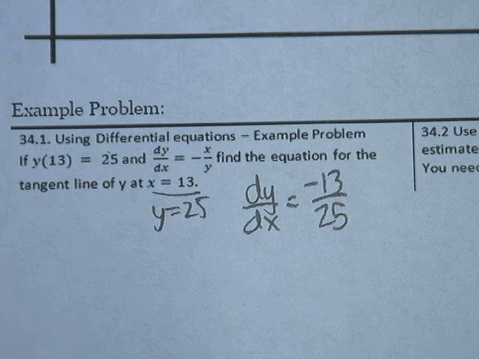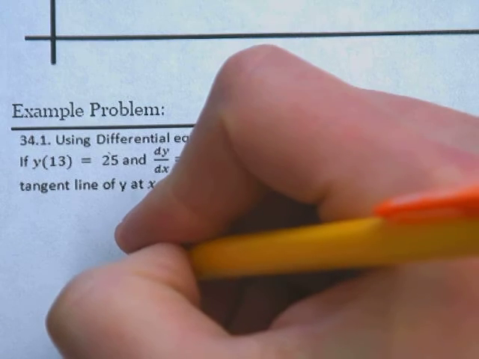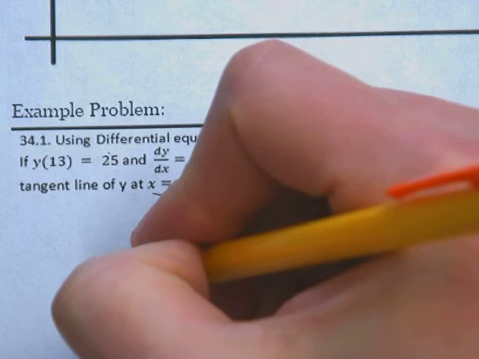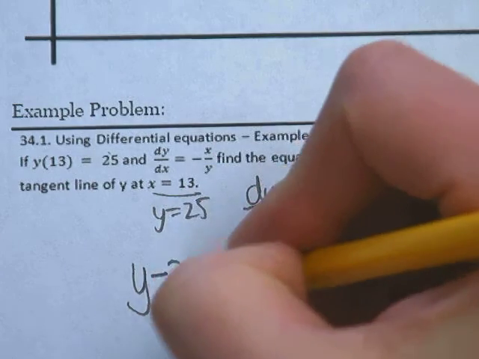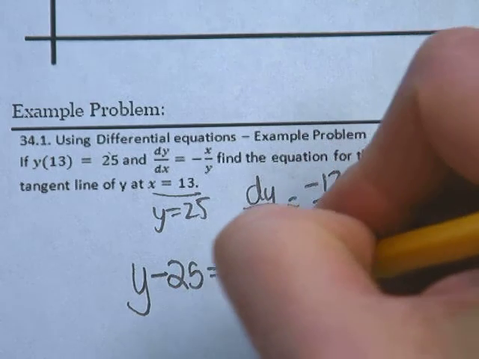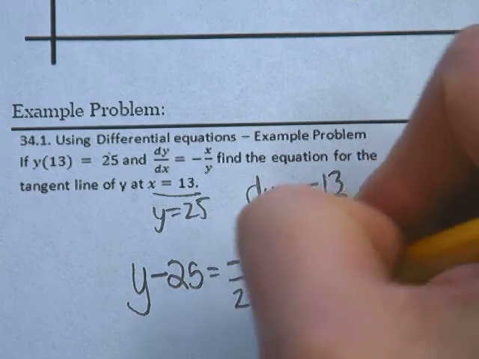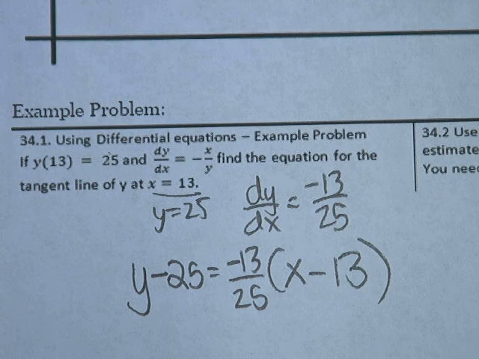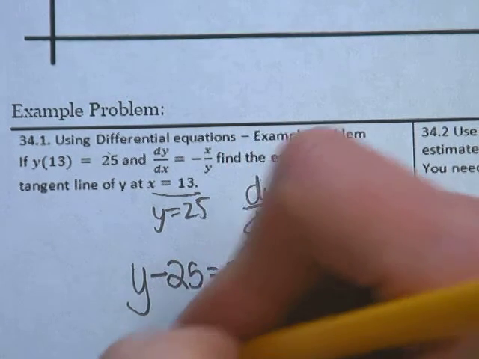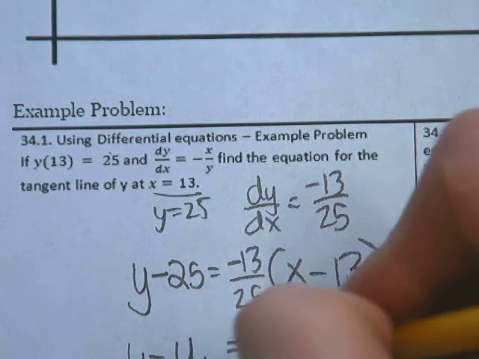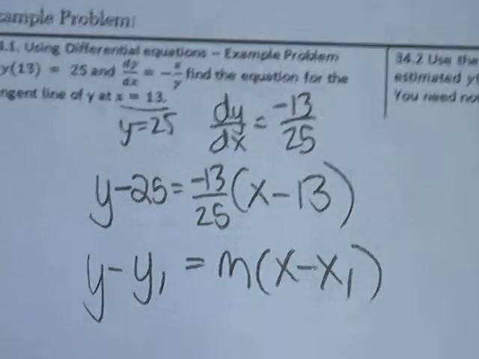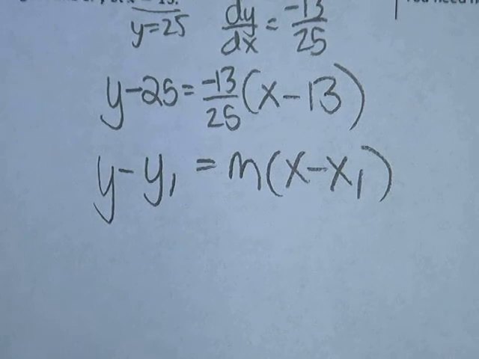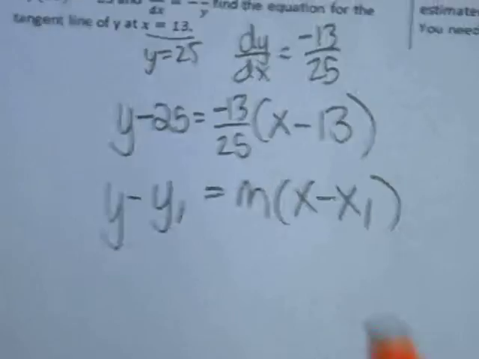And now we have the slope. So we're going to have y minus y1 is equal to slope times x minus x1. And that's it. I love using point slope because it makes these problems so easy. This is point slope form. I just plugged in values for x1, y1, and m. Okay, so that's half of that problem.